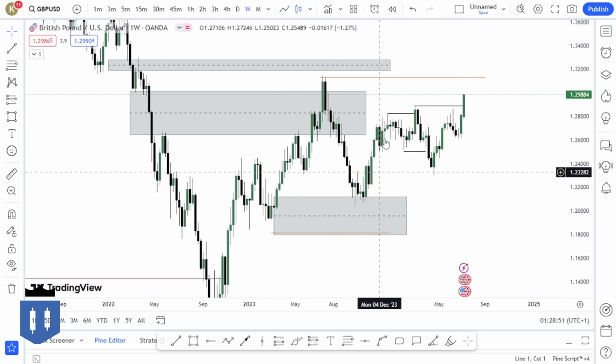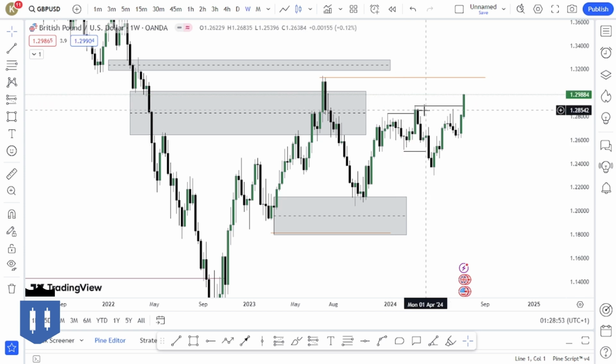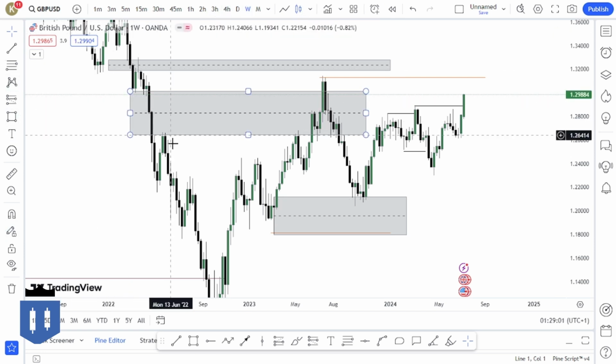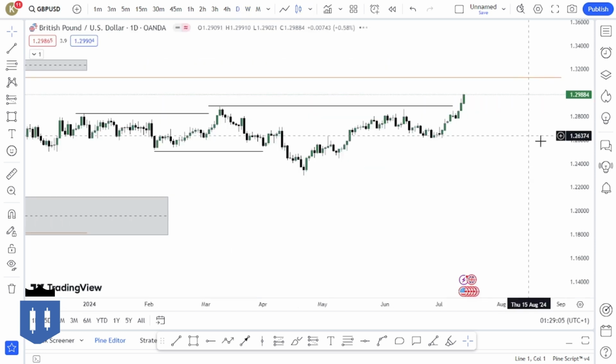After the mitigation, we made this high, we pulled back, and created this high. So try to mark this low that led to this, and then this to this, and then this to this. So this is your weekly time frame and it makes a lot of sense. So let's continue to the daily.